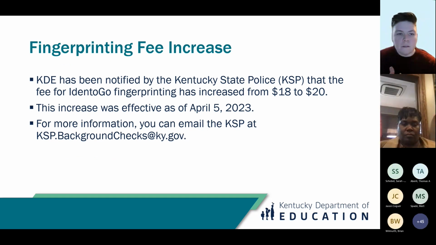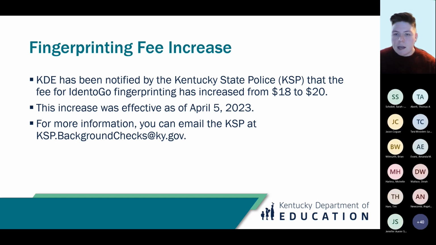On April 5th, the fee for Identogo fingerprinting increased from $18 to $20. This may impact local budgets, so we just wanted to share this with you all as an FYI. If you want more information or have questions, you can email the Kentucky State Police at ksp.backgroundchecks@ky.gov. Any questions that I can try to answer regarding that?